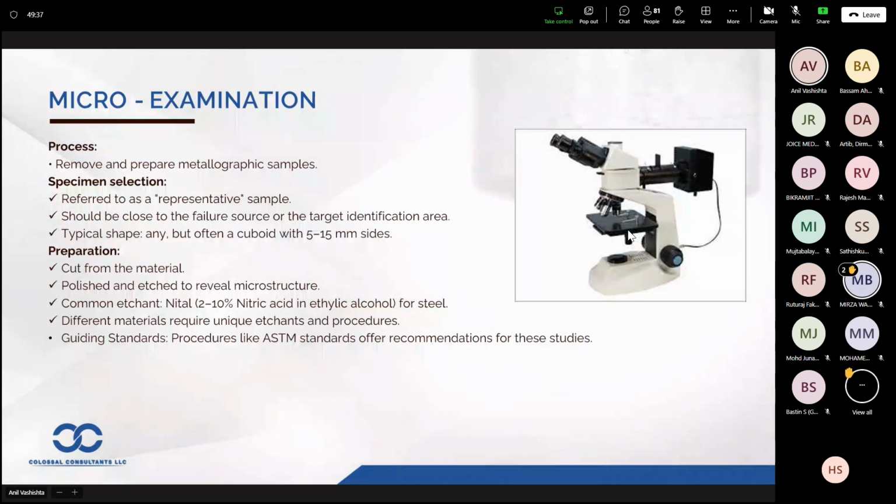We have a small sample of 5 to 15 millimeters, and it is polished, and then it is etched with different etchants. For example, for carbon steel, we have a typical etchant called nital, which is 2 to 10% nitric acid in ethyl alcohol. And there are different procedures, different unique etchants for different materials. ASTM gives a typical etchant for different materials.